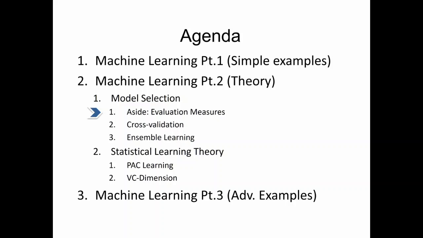We learned two simple ways to build models or classifiers, namely decision trees and k-nearest neighbors. Today, we'll study how we can set up experiments and evaluate and choose models. We'll also learn statistical learning theory.